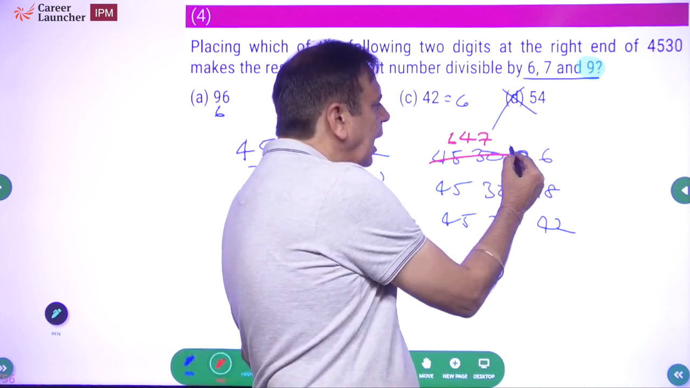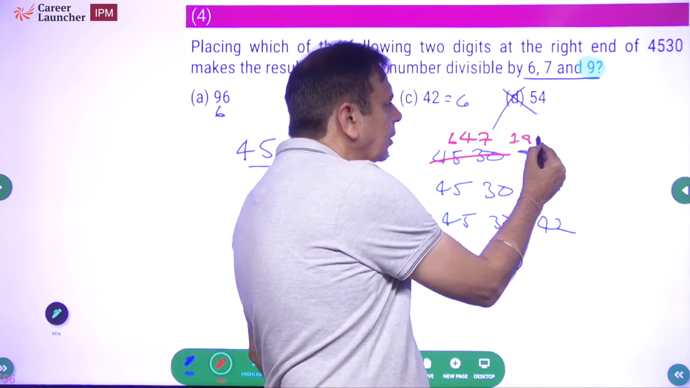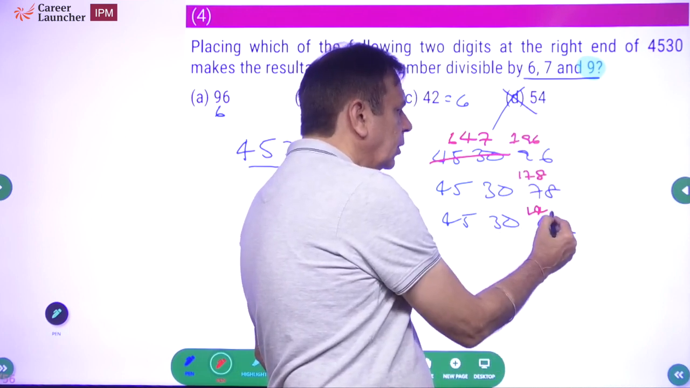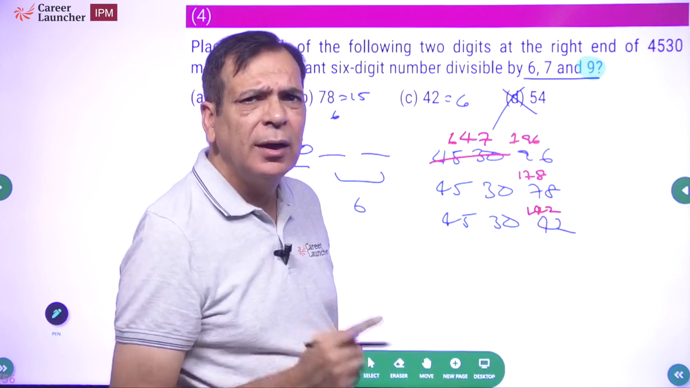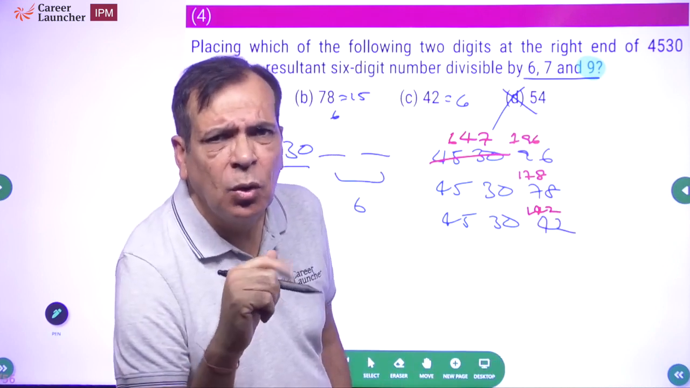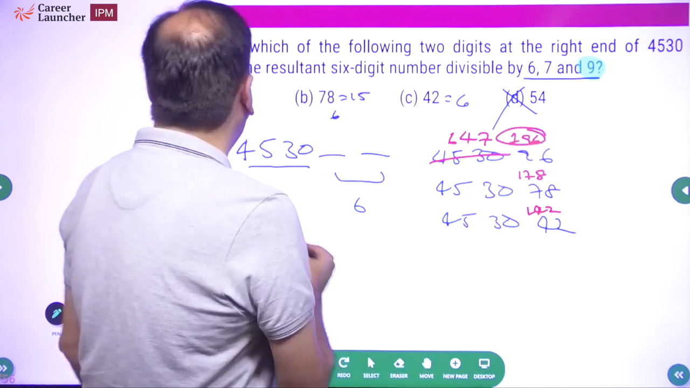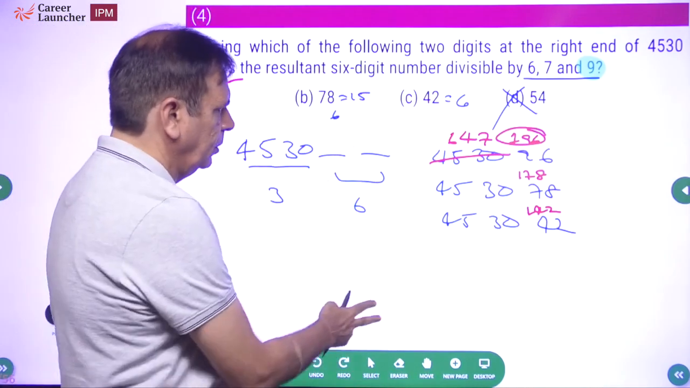So if I have 1, I will be having 196 in this case, 178 in this case, 142 in this case, out of which one is a multiple of 7. Do you remember what is 14 square? 14 square is 196. That means this will be a multiple of 7. So my answer should be choice A.